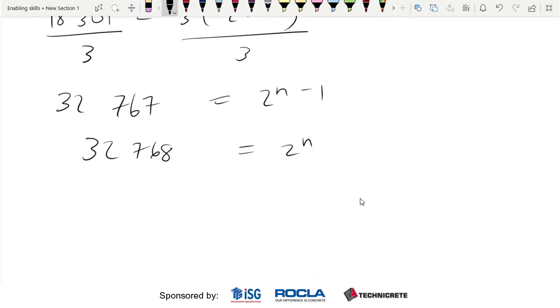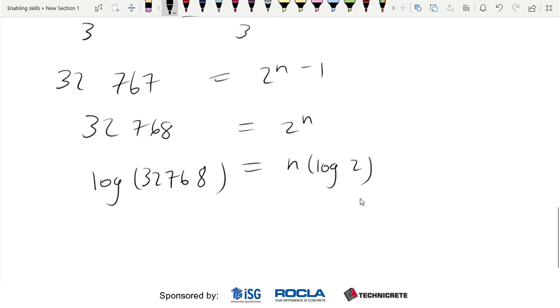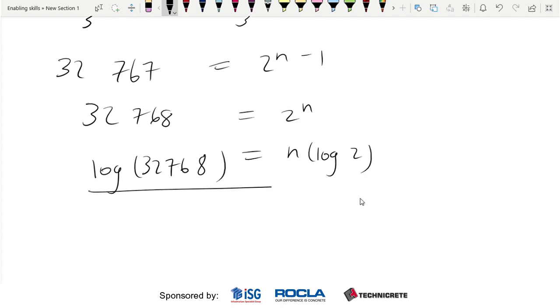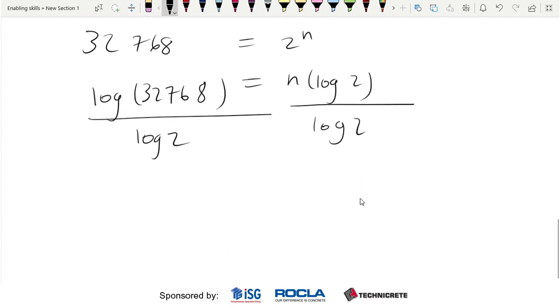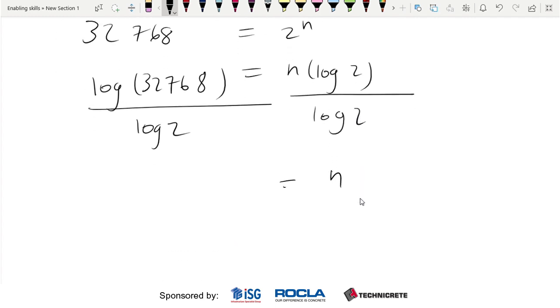Now, if we want to find n alone, we're going to have to take the log of base 2 on both sides. So, to get n alone, that would be n times log of base 2 is equal to the log of 32,768. If we divide both sides by log 2, we'll find that n is equal to 15.